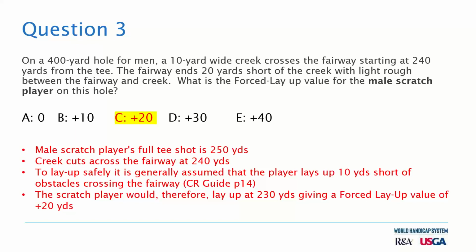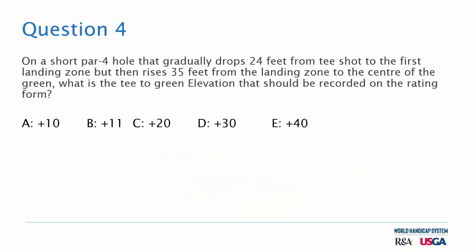On question number 2, the vast majority of people got that one right. I think it was at 85%. On this one, it was right around 65%. So a number of people didn't get this one. Again, the majority of the answers were putting in a forced layup of plus 30 to keep them 10 yards short of the end of the fairway. So actually, plus 40 would put them 10 yards short of the end of the fairway. So questions on that one? No questions here. Perfect. Moving right along.